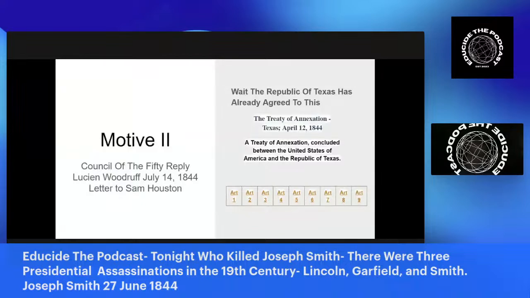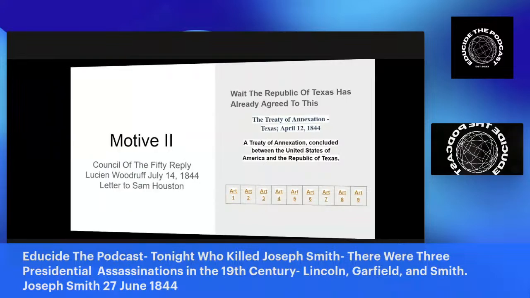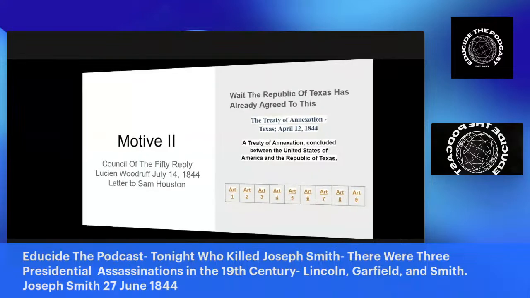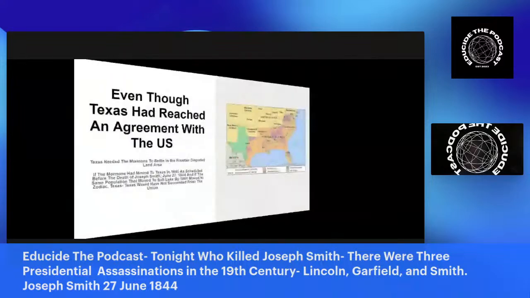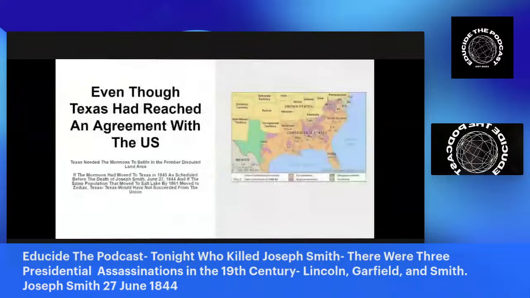A treaty of annexation between the Republic of Texas and the United States was signed April 12th, 1844. The treaty of annexation included these 9 articles. Even though Texas had reached an agreement with the United States, Texas needed the Mormons to settle in the frontier disputed land areas. Notice in purple here, you will see the places that voted against secession.